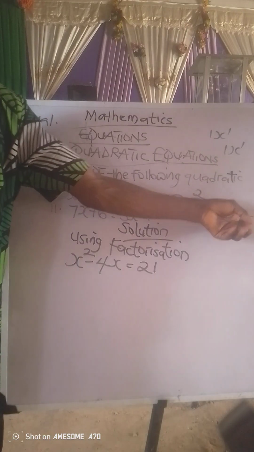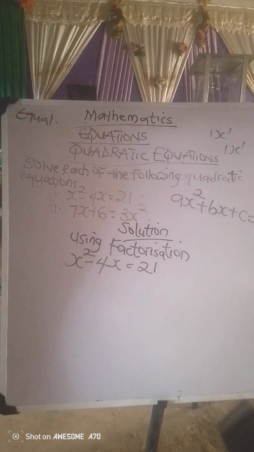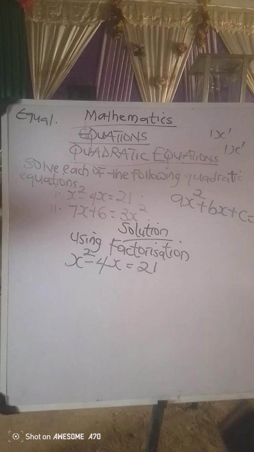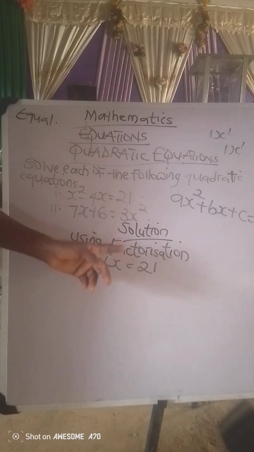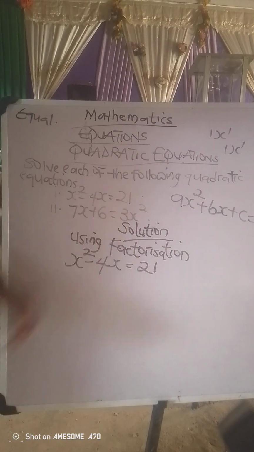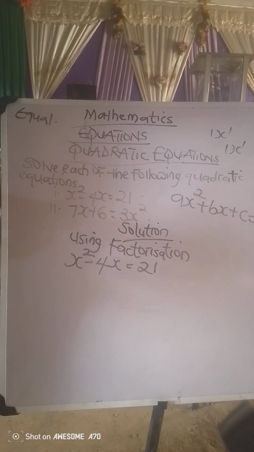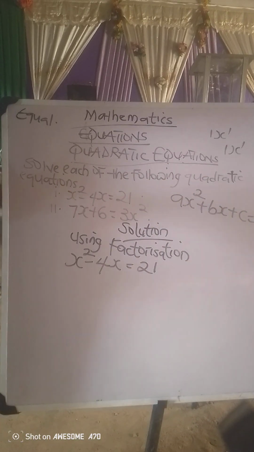And then this one, C, is called constant. That particular number that doesn't have an alphabet attached to it is called a constant. And you must know that here we are using X. There are other equations that use A, Y, or B. Using letters of the English alphabet to represent unknown figures in mathematics, we call those letters variables.